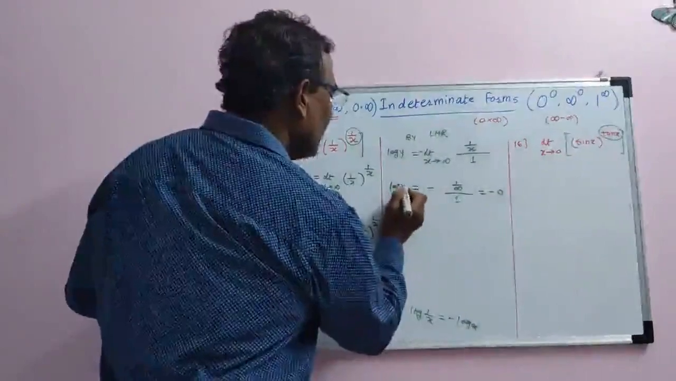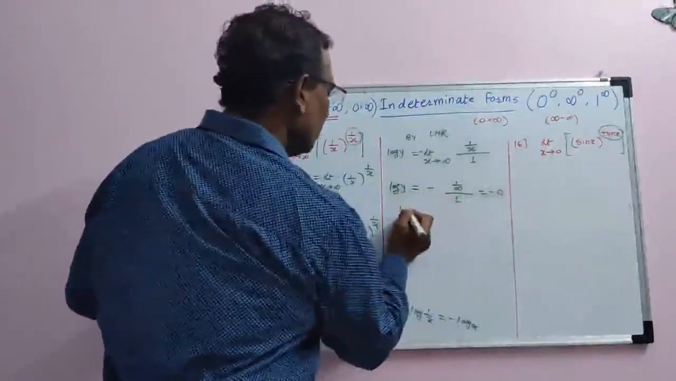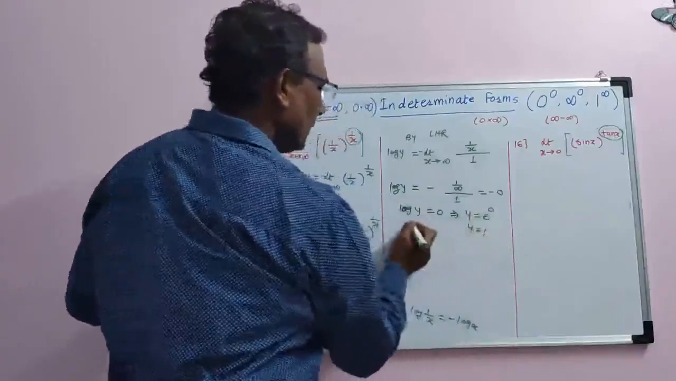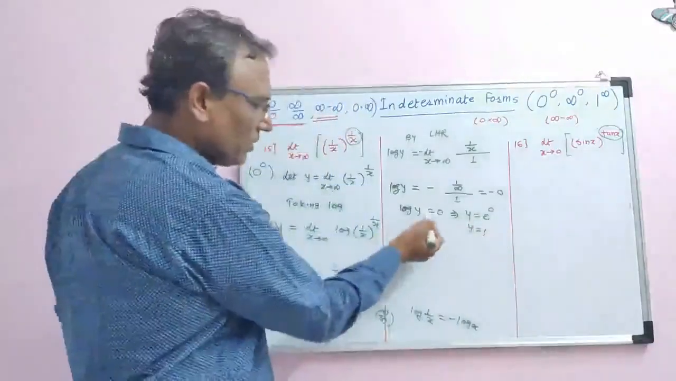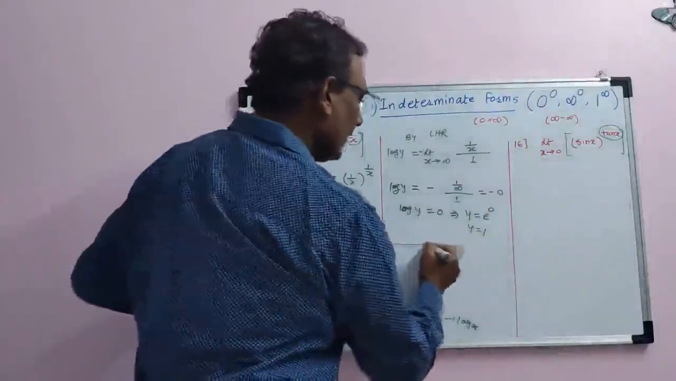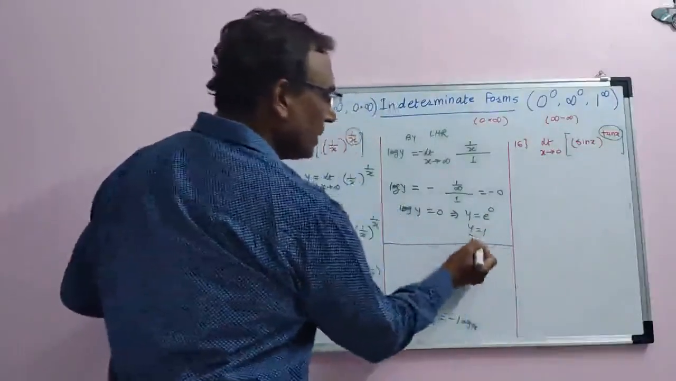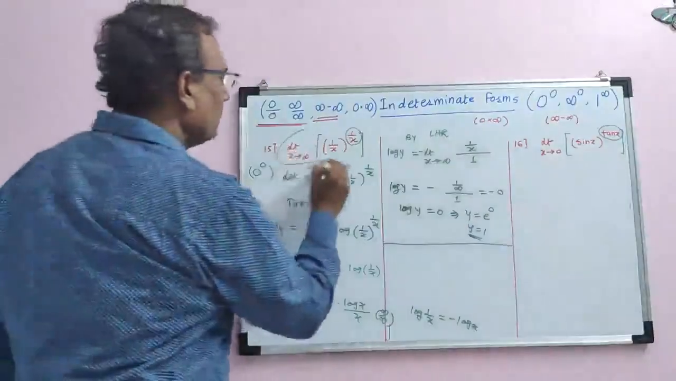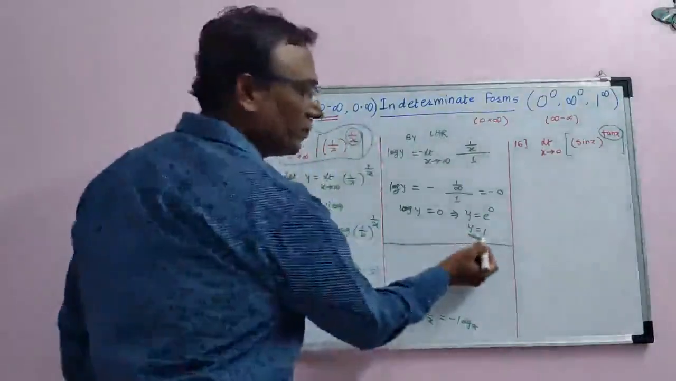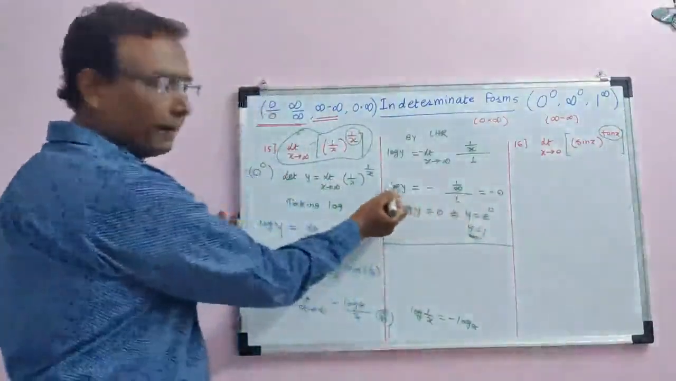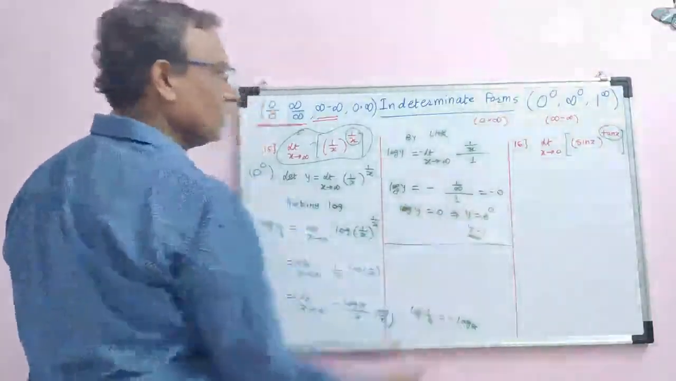So log of y is equal to 0, therefore y is e raised to power 0. And e raised to power 0 is what? By law of logarithm, log of y is 0, so y equals e raised to 0 by the relation of log and exponential. In this way, the value of y we found, which means the value of this limit, is 1. The value of this limit is not 0. 0 is the value of log y. But y is e raised to 0, which is 1.